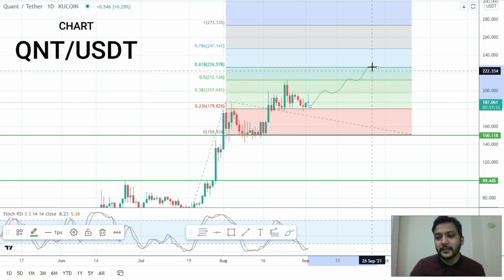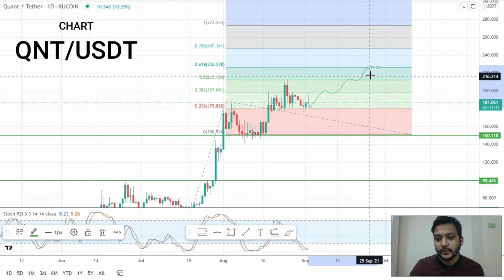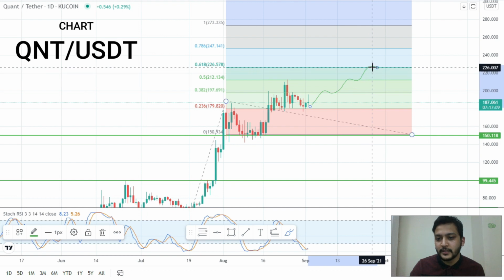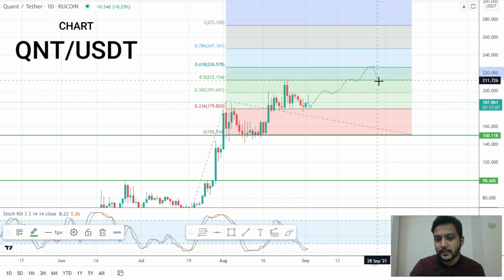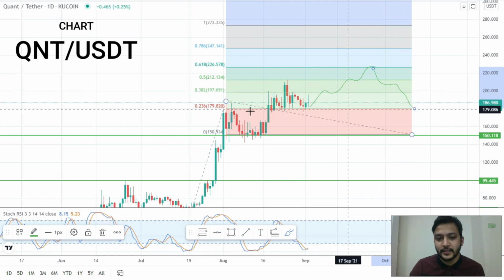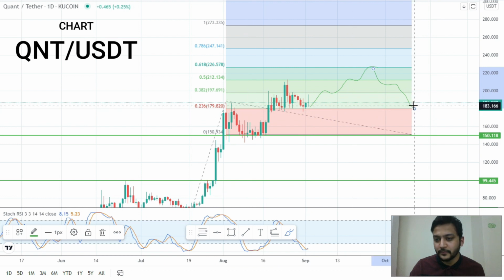Now what happens after this zone? So there are two scenarios. One could be that we start seeing a rejection and we could start seeing price action somewhat of this sort, where it comes back again to test this $180 region as support. This could be one scenario. So in that case, you can again start longing at this particular point.